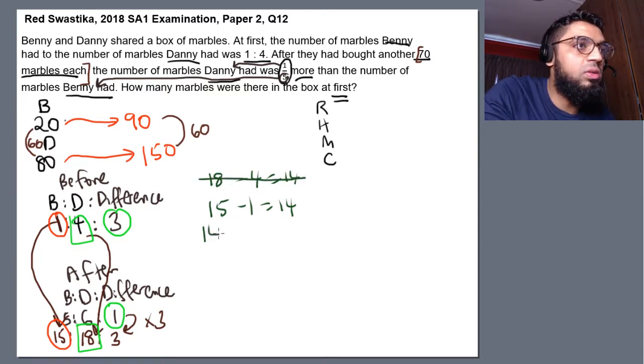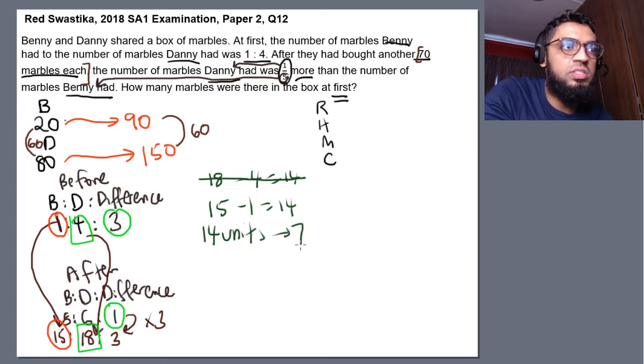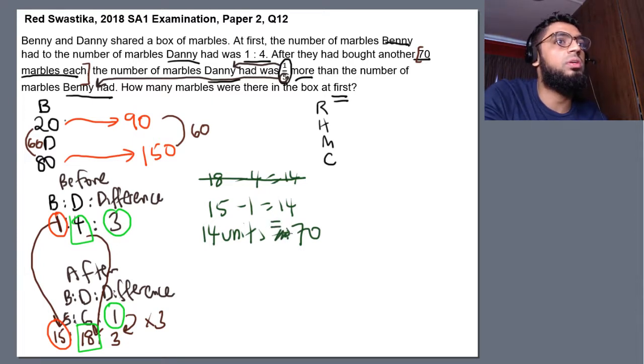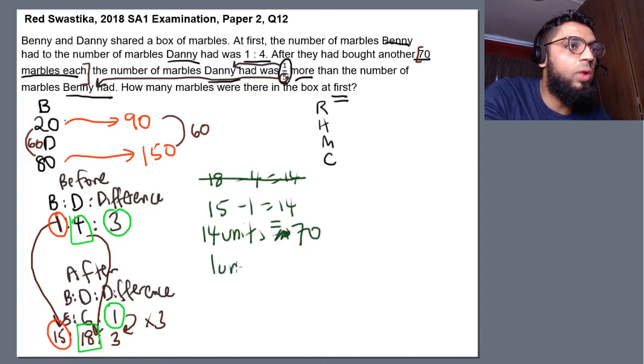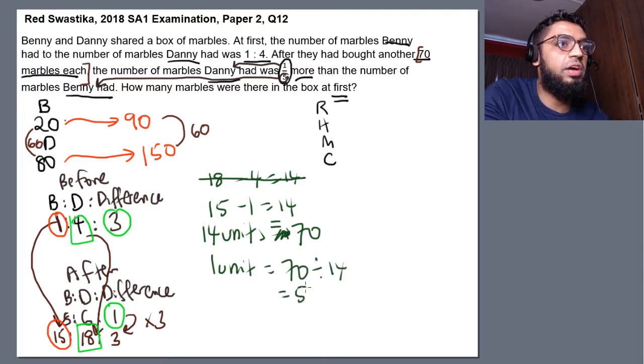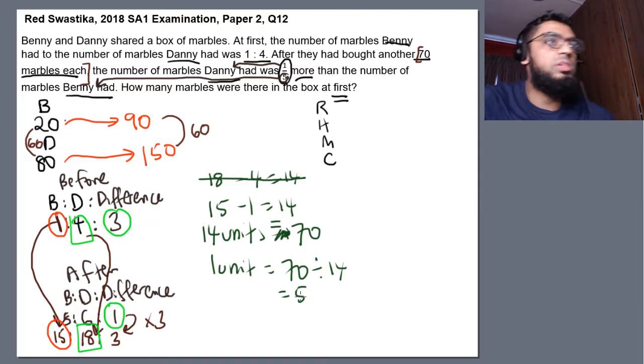So from here, I know that that 14 units of change is really because of the 70 additional marbles that they have bought. Okay, please, after units, you cannot put arrow. You're supposed to put equal actually. Okay, after the word units. And you're supposed to spell out the word units. Please don't put 14U. Okay, please spell it out, 14 units. So from here, 1 unit is just equals to 70 divided by 14, which will give us an answer of 5 marbles.